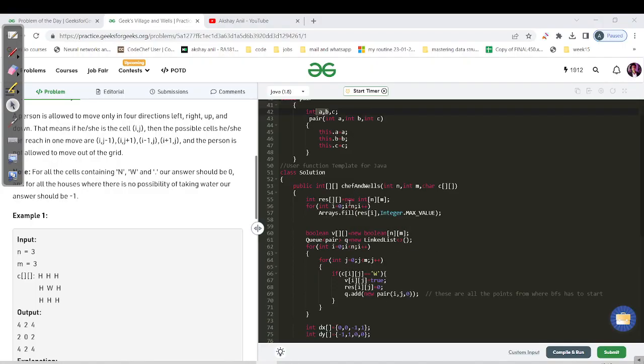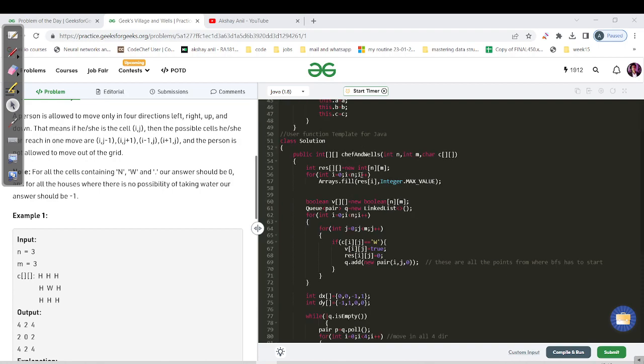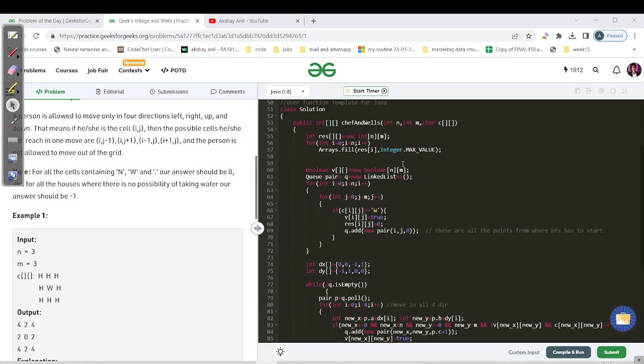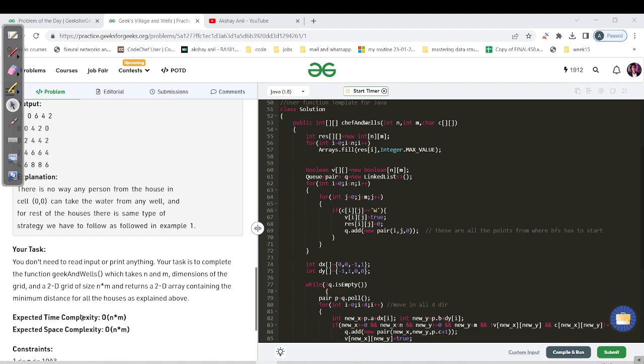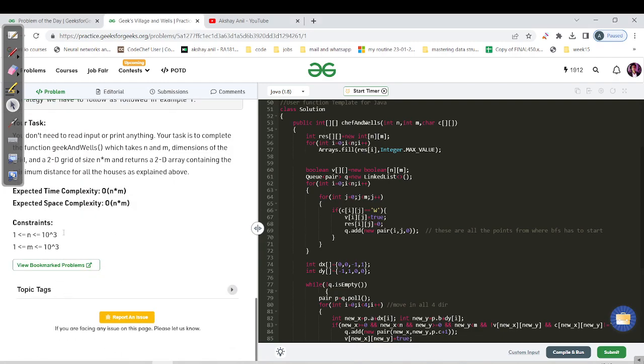So we have a result 2D array in which we have to store the answer, and we are marking it with Integer.MAX_VALUE. So why Integer.MAX_VALUE? You can just mark it with just one more than 10 power 3 also, and it will work, right? You can even replace it with 10 power 4 and it will work for you.